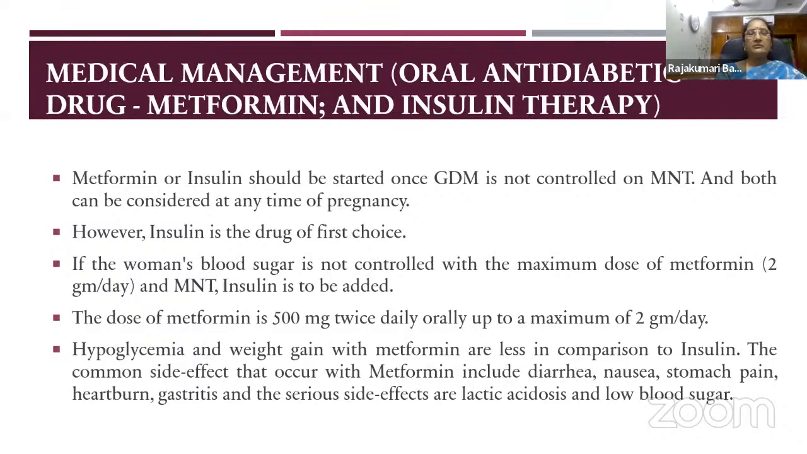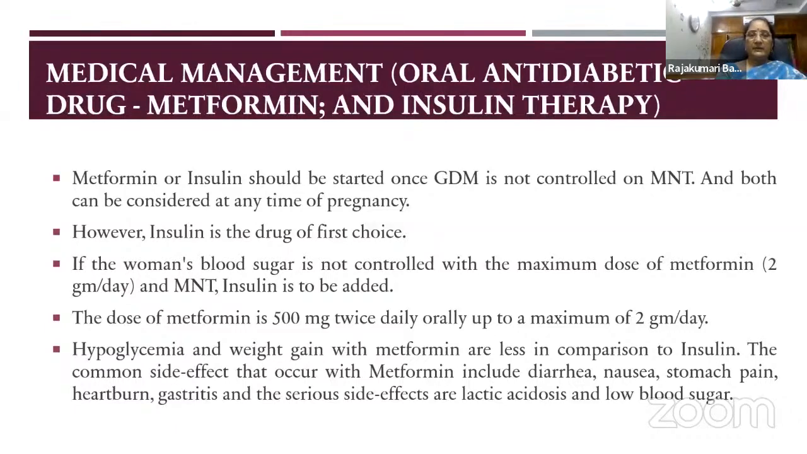Metformin or insulin should be started once GDM is not controlled on MNT. However, insulin is the drug of first choice. If the woman's blood sugar is not controlled with the maximum dose of metformin and MNT, insulin is to be added.